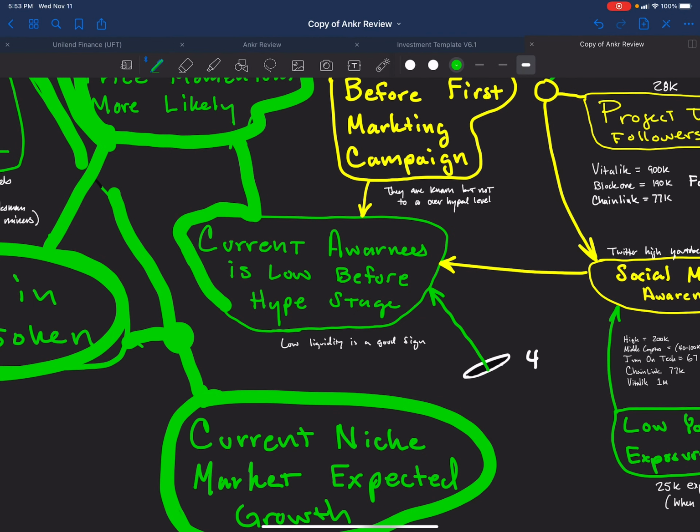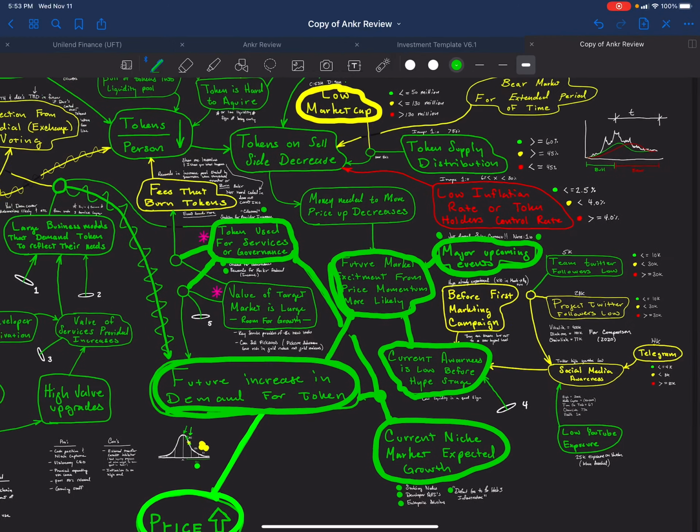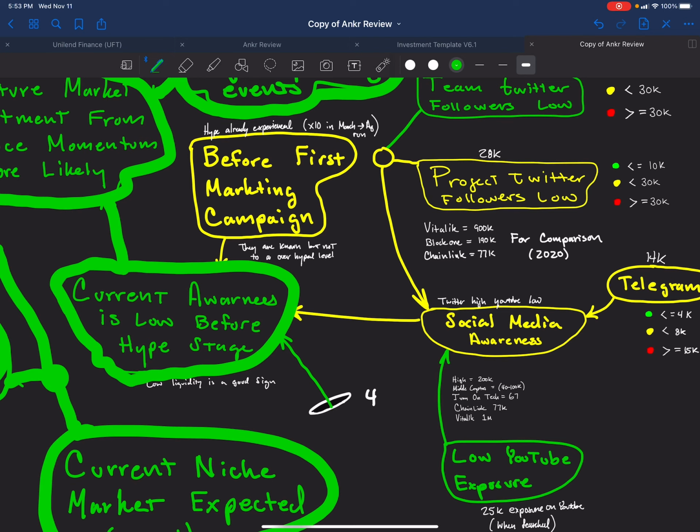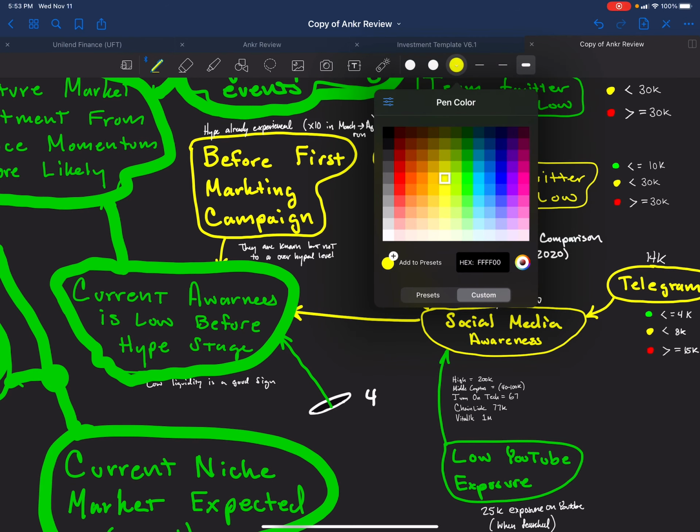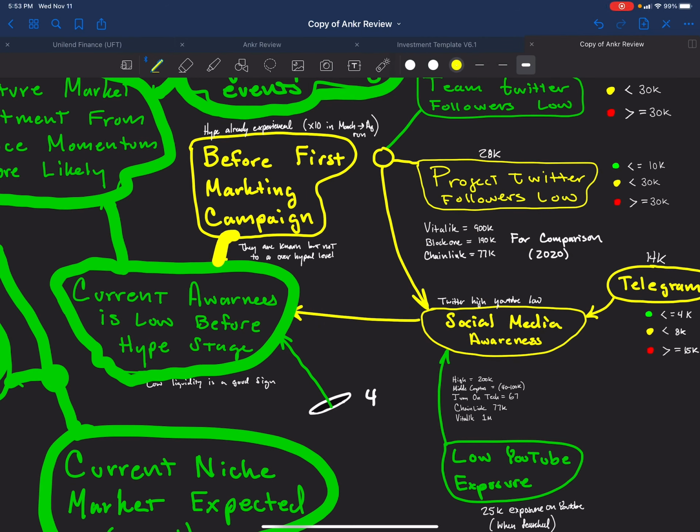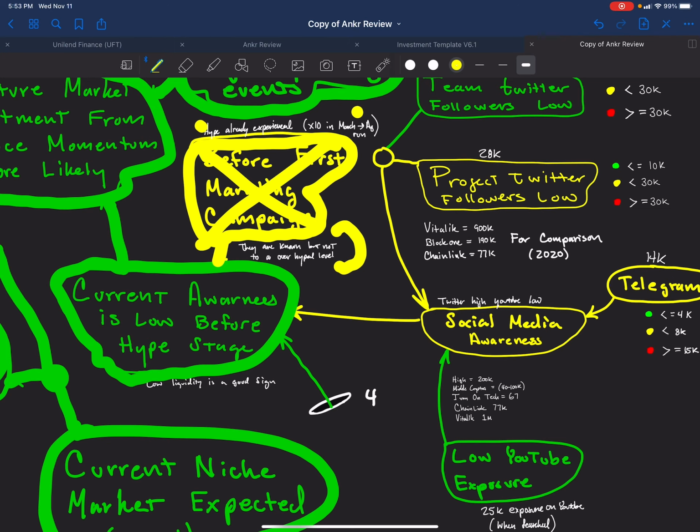Okay, so I expect current awareness to go up. They've already had a hype stage. Before the first marketing campaign, I put it as yellow because they've already had some hype in the past, and they were up 10x from March to August. They are known, but not overhyped. I don't think they're overhyped, but they are relatively well known. So I think this is not going to be something that contributes.